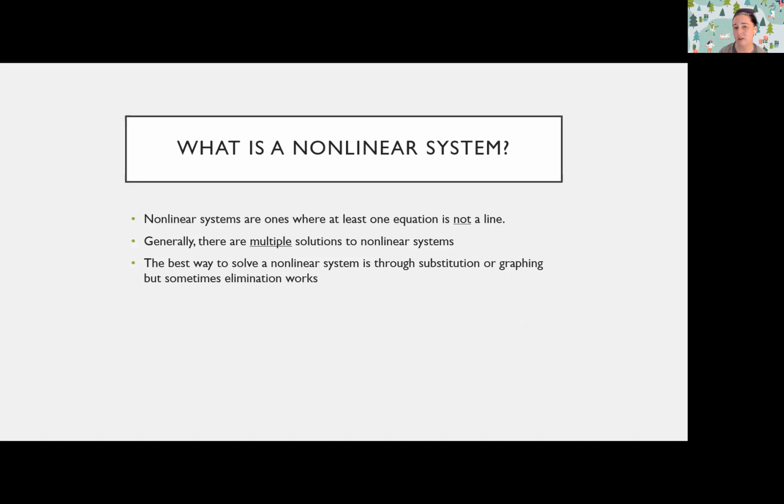The best way to solve these is usually with substitution or graphing, but there are times where elimination works really nicely. But for the most part, elimination is difficult, and so you're going to want to choose substitution or graphing. And there are certain situations where you can't solve by substitution either, and you have to solve by graphing. We'll go over all of these.